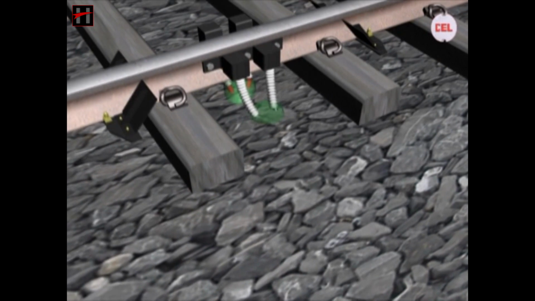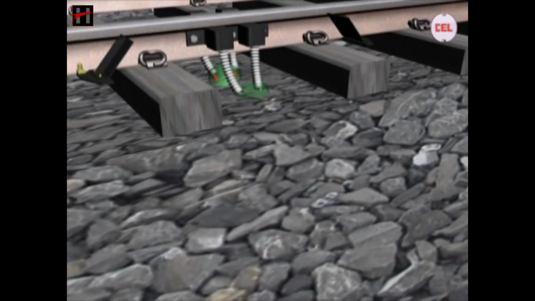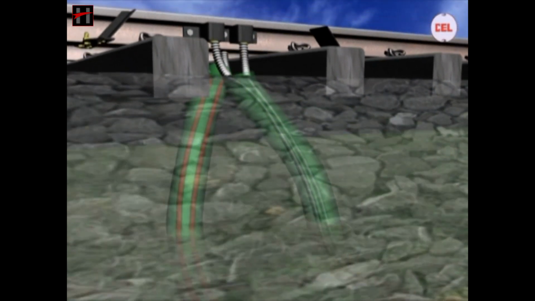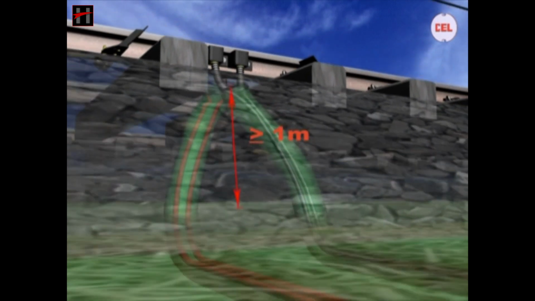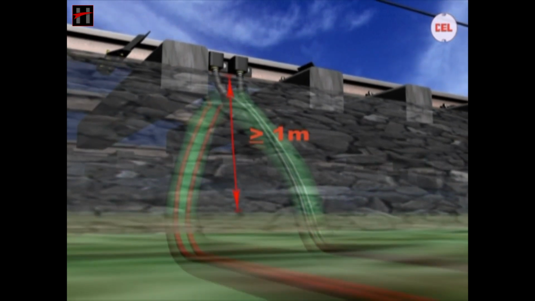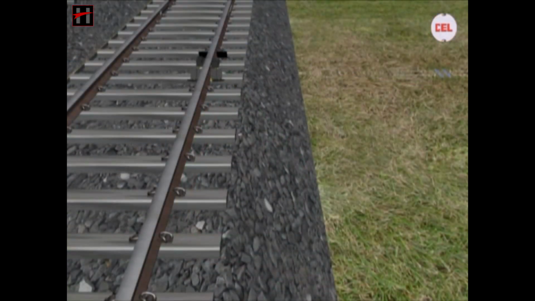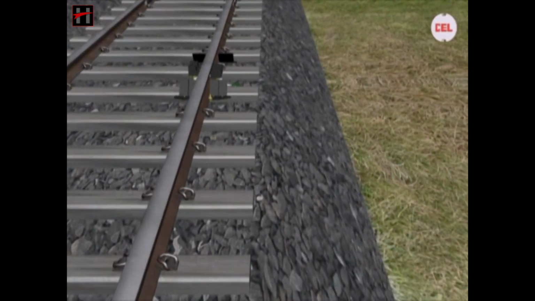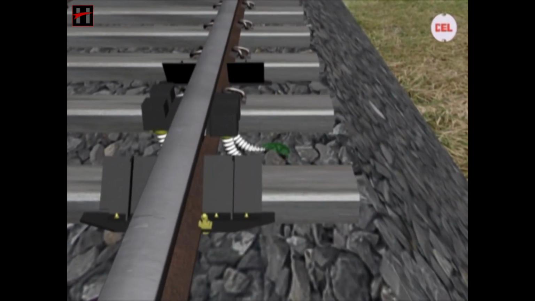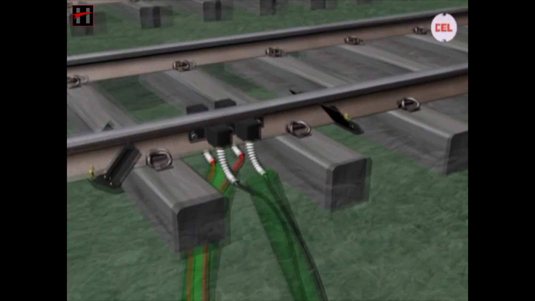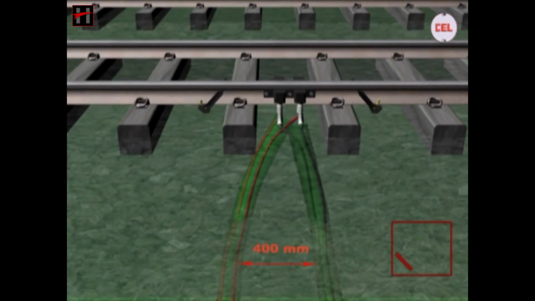9. Ensure that the HDPE pipes are laid at a depth of not less than 1 meter from the bottom of the rail. And lastly, ensure that TX coil and RX coil cables run separately in different HDPE pipes at a minimum separation of 400 mm.